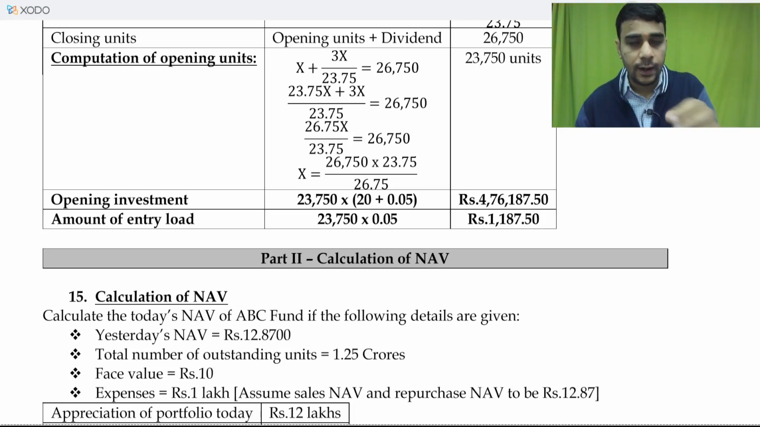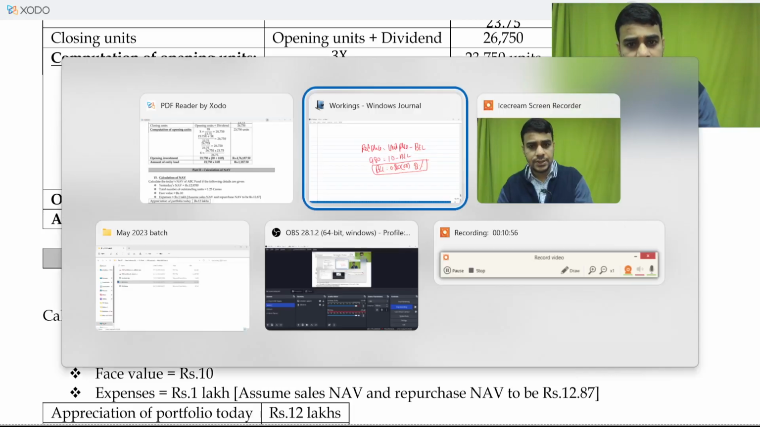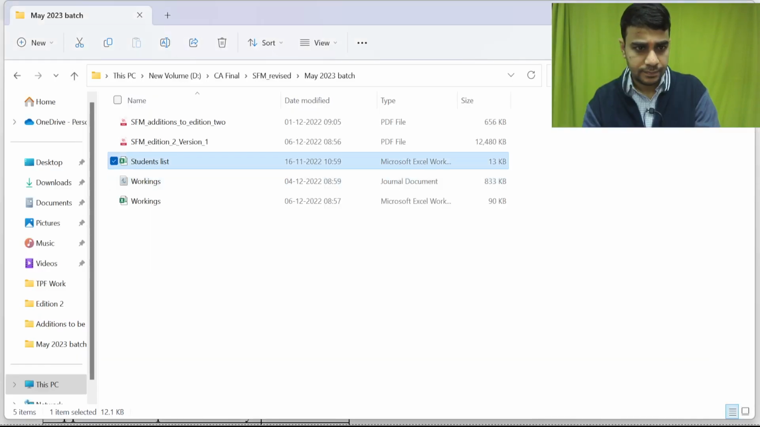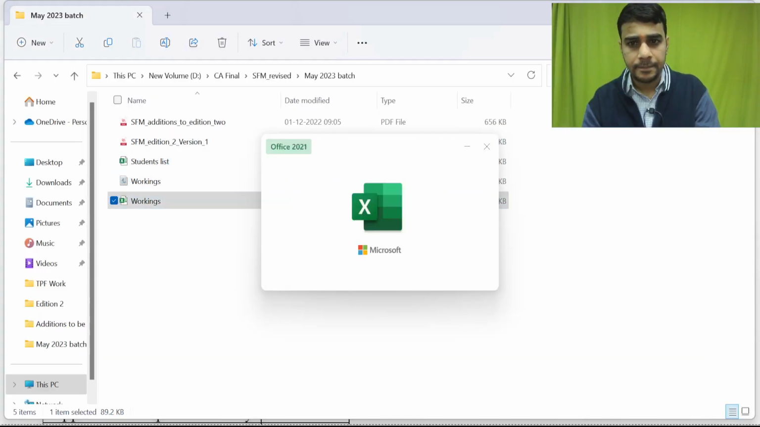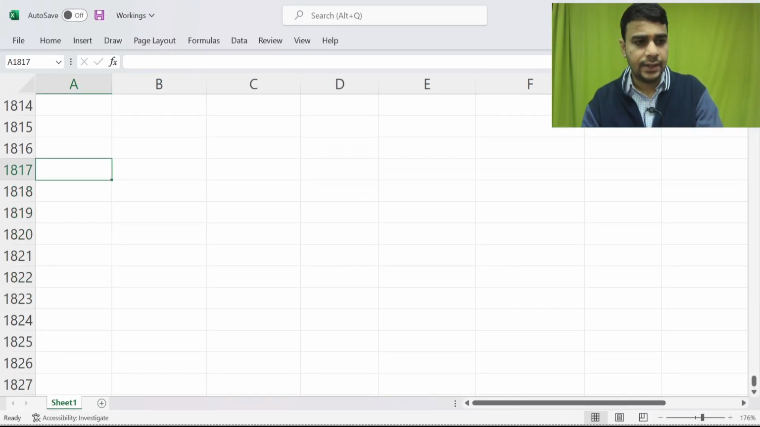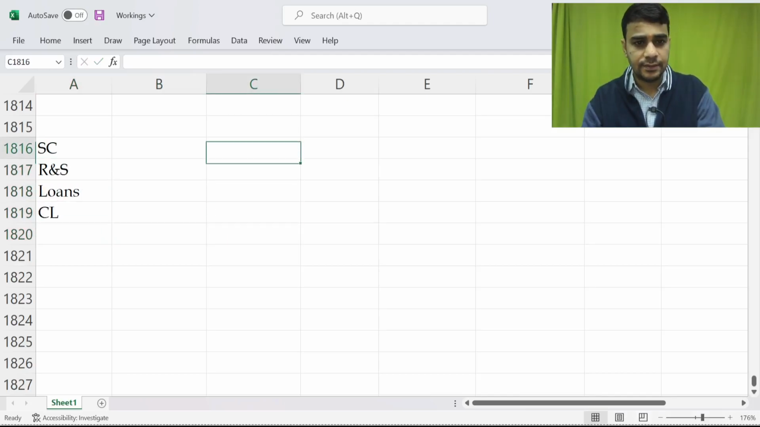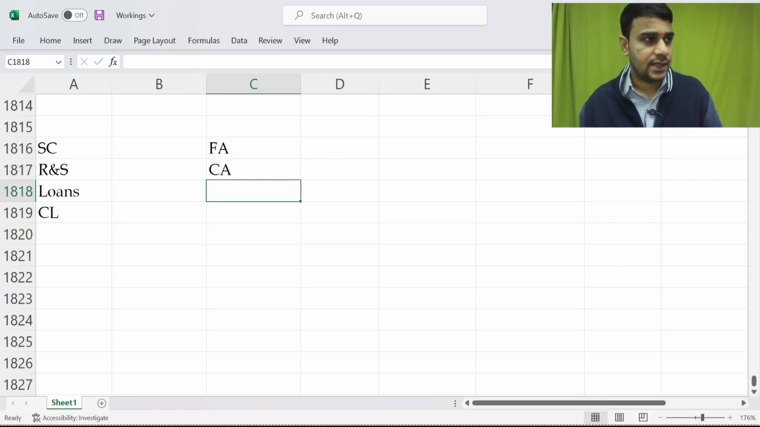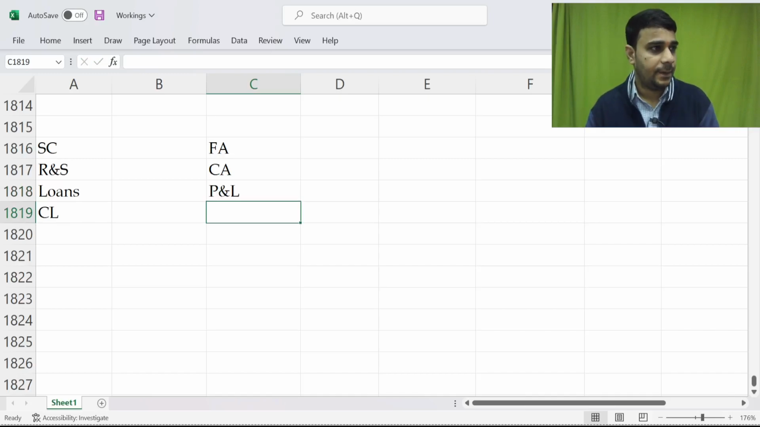If you look at your balance sheet, on the balance sheet side, I'll have share capital, reserves and surplus, loans, current liability, fixed assets, current assets. Let's leave it like this. So you can say your book value per share is share capital plus reserves and surplus. If anything like a P&L debit balance is there, you subtract that. Okay.